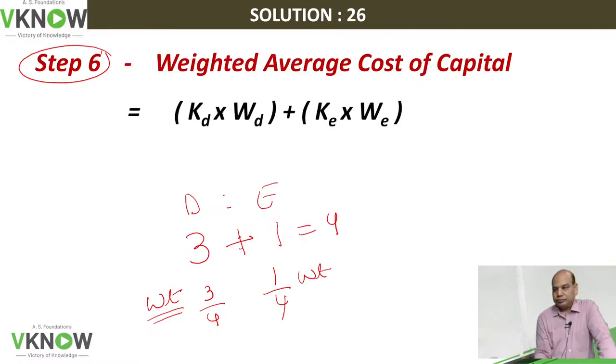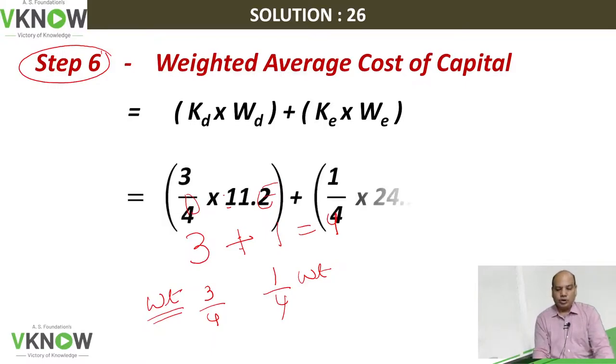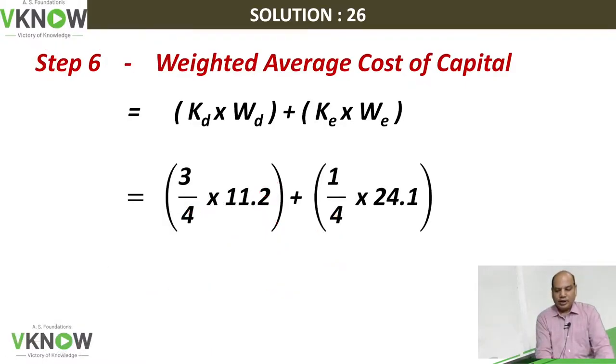So write down. Formula for weighted average cost of capital is KD into WD plus KE into WE. The debt equity ratio of this project is 3:1. 3/4 into 11.2, very good, plus 1/4 into 24.1. Please solve. Answer please.